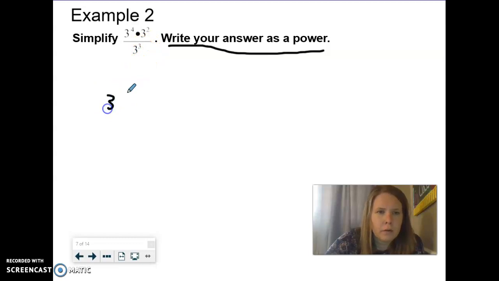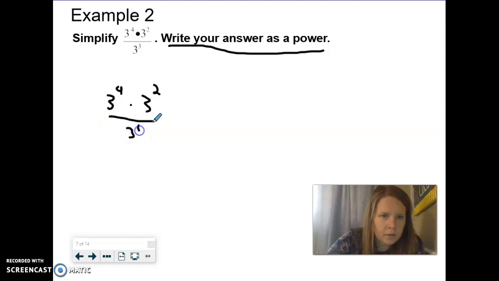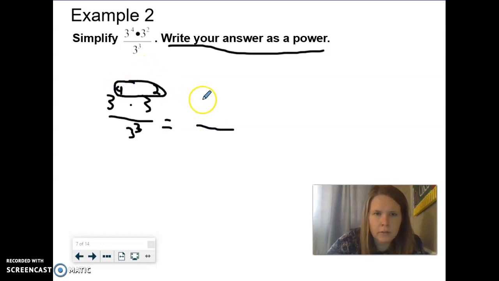So I'd have 3 to the 4th times 3 to the 2nd, all divided by 3 to the third. Oops, 3, not 1. All right, so I'm going to do the top part first. They're all the same base, so what I'm going to do is add these two exponents. 4 plus 2 gives me 6. So now I have 3 to the 6 on the top, divided by 3 to the third.